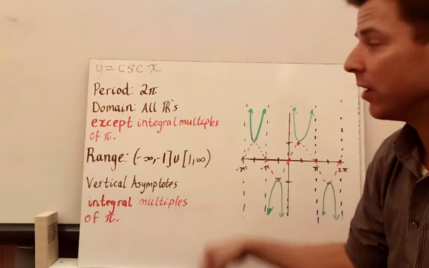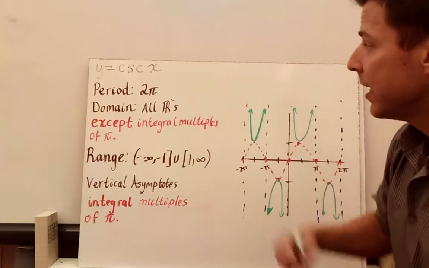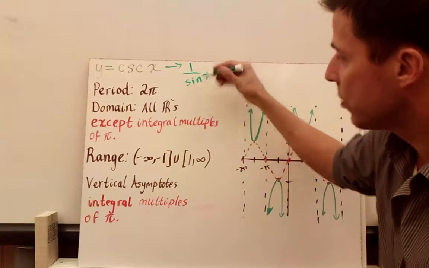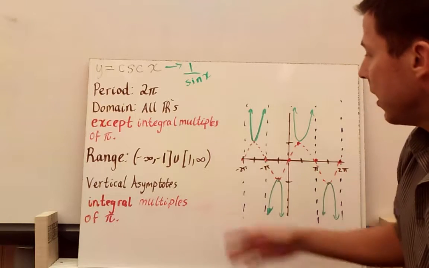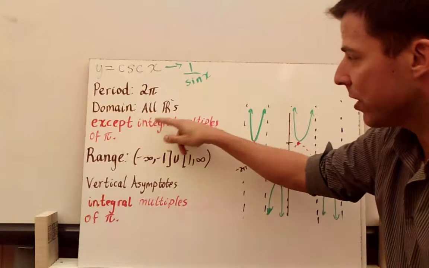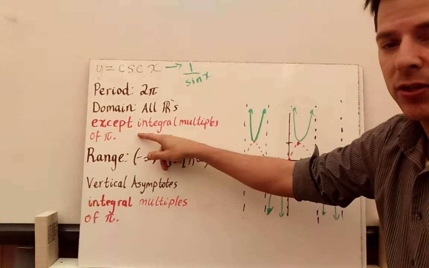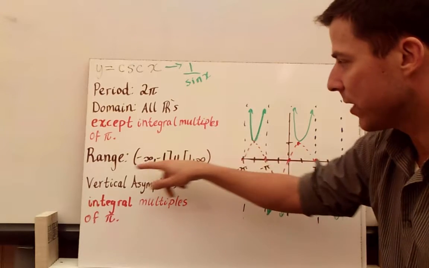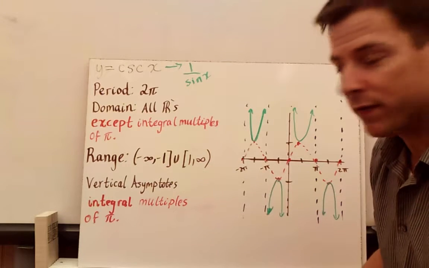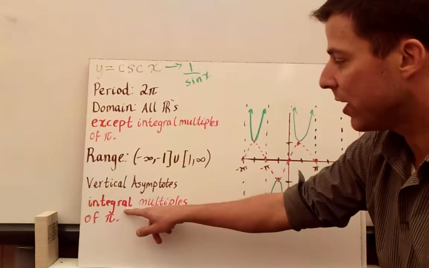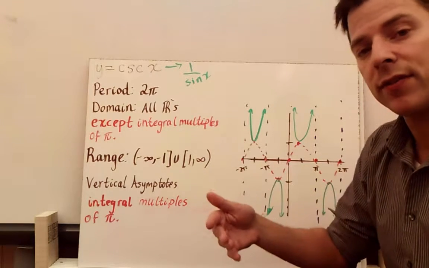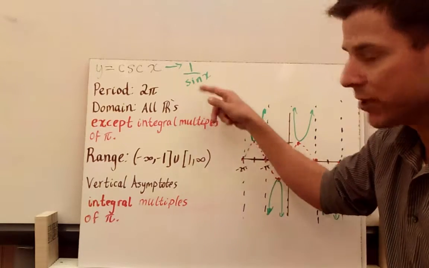Now, in the second graph here, we have y equals cosecant of x. Remember, cosecant of x is the same as 1 over sine of x. So when we look at the characteristics here, we know that the period is 2 pi because the period of sine is 2 pi. The domain is all real numbers except integral multiples of pi. So that means integer multiples of pi. The range is going to be from negative infinity to negative 1 in union with 1 to infinity. And the vertical asymptotes are integral multiples of pi. Again, the asymptotes occur where sine of x is 0 because 1 over 0 is undefined.